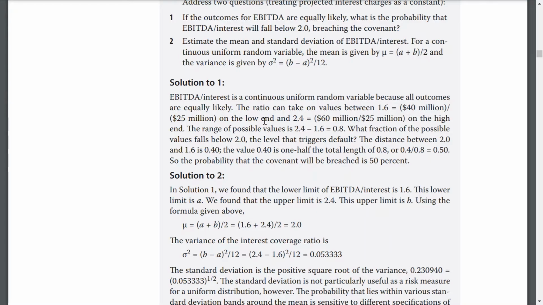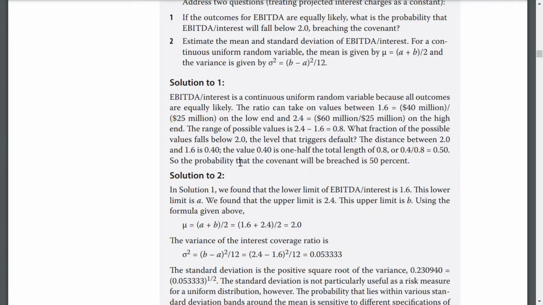What fraction of the possible values fall below 2, the level of the trigger that defaults? The distance between 2 and 1.6 is 0.4. The value of 0.4 is 1/2 of the total length of 0.8, or 0.5. So the probability that the covenant will be breached is 50%.